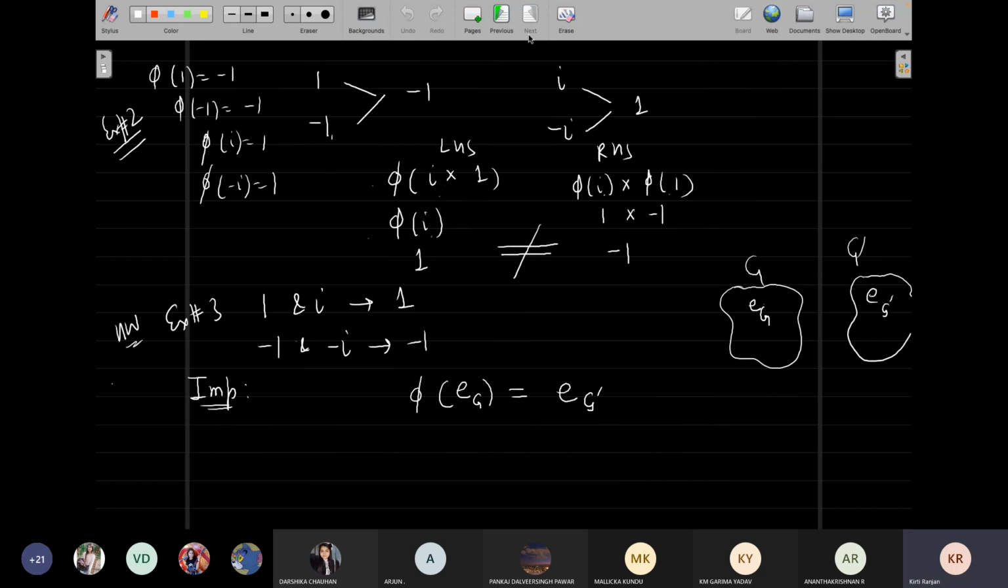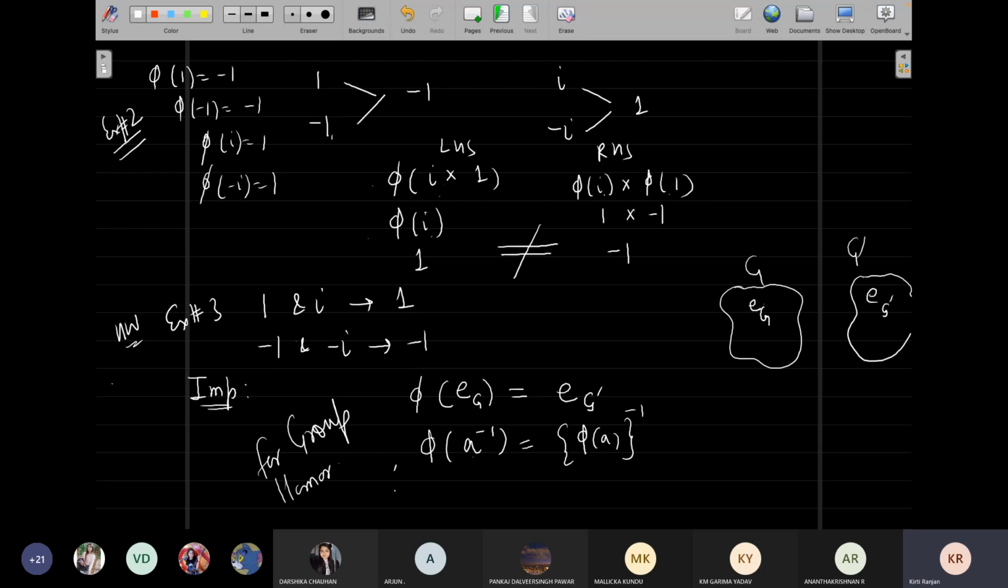Not only this, there is another interesting property: the inverse of the element, and you take the map of that, will always be equal to this for a group homomorphism.